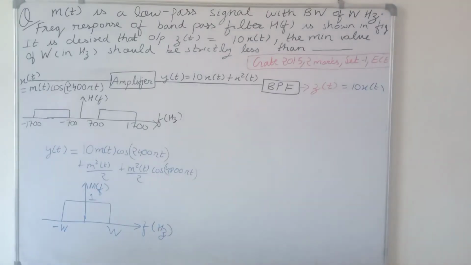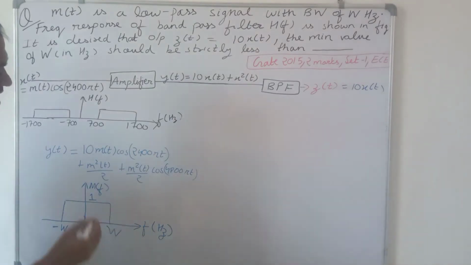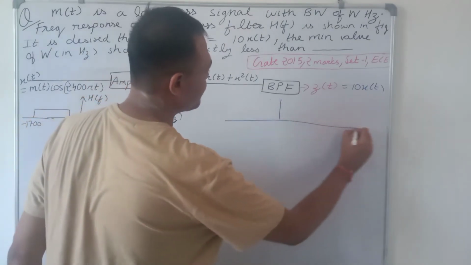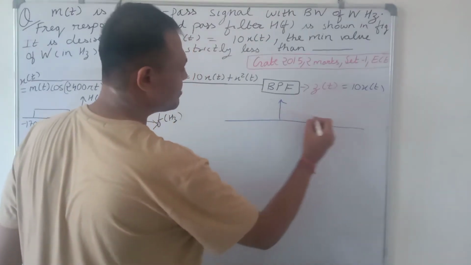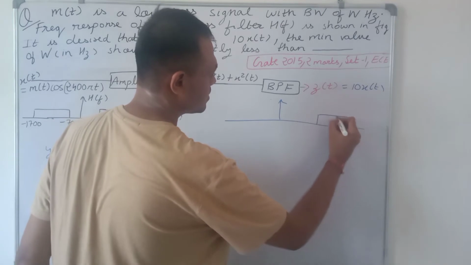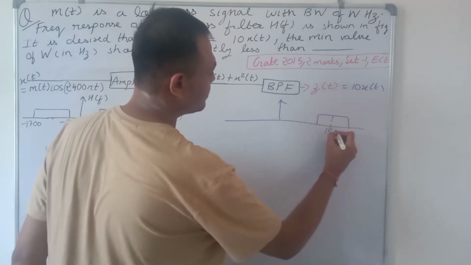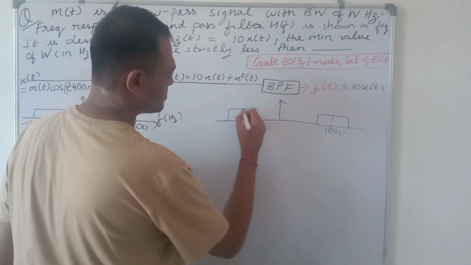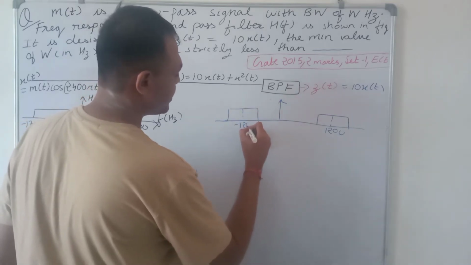If a signal is multiplied by cos, then it is shifted to the right and left by a frequency equal to the cosine frequency. So the graph of 10 m(t) cos of 2400 pi t will look like this. This is 1200. This is minus 1200.